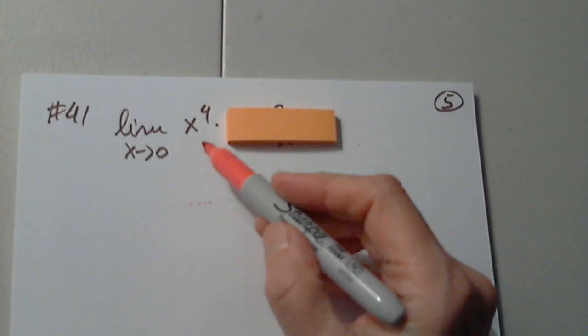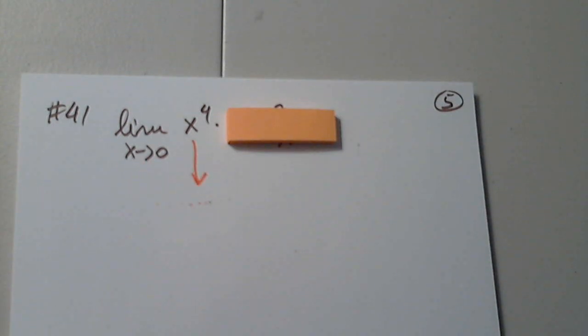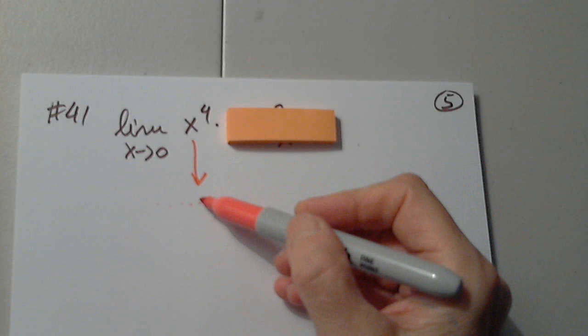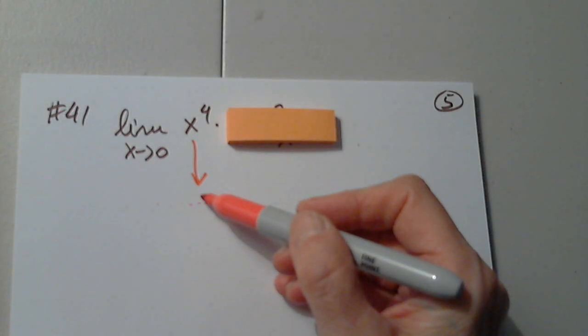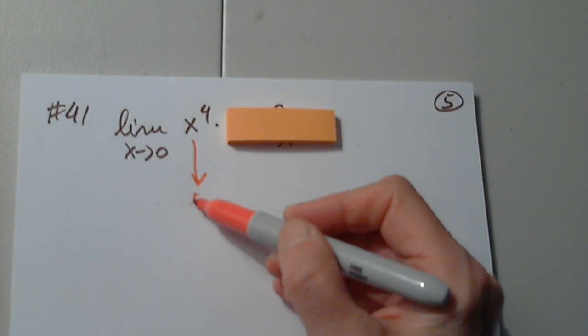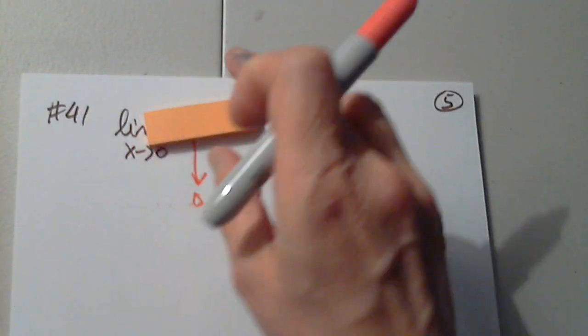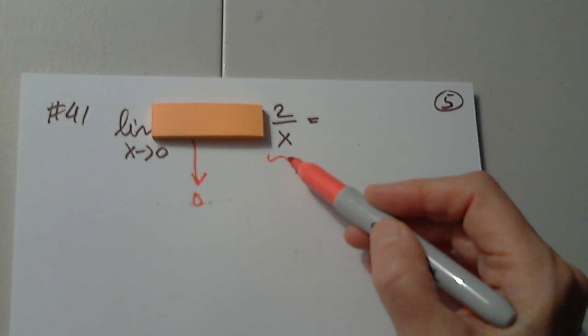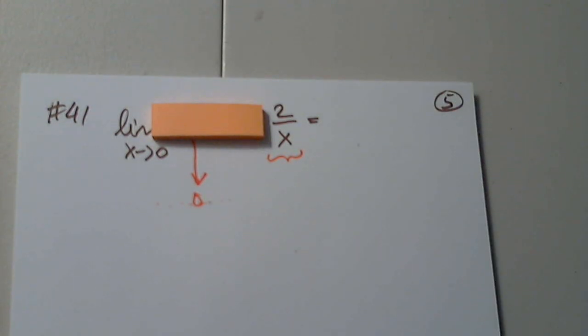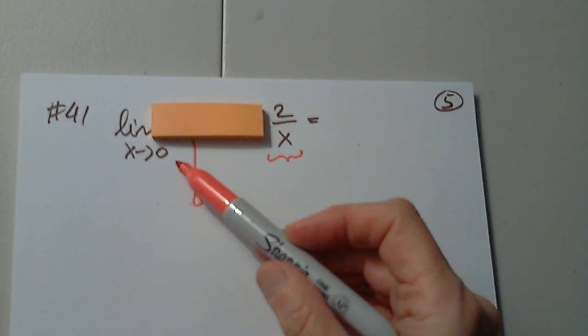What is the target for this when x approaches 0? Zero. Absolutely. What is the target for this when x approaches 0? Careful, it's not from the left or from the right.